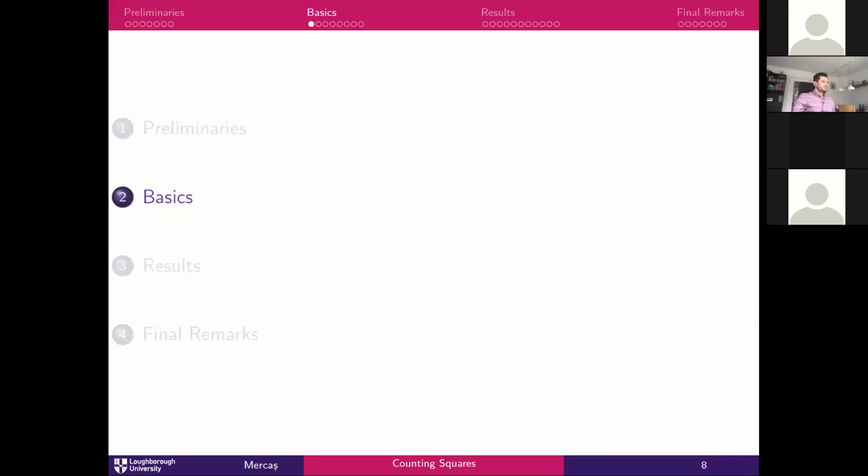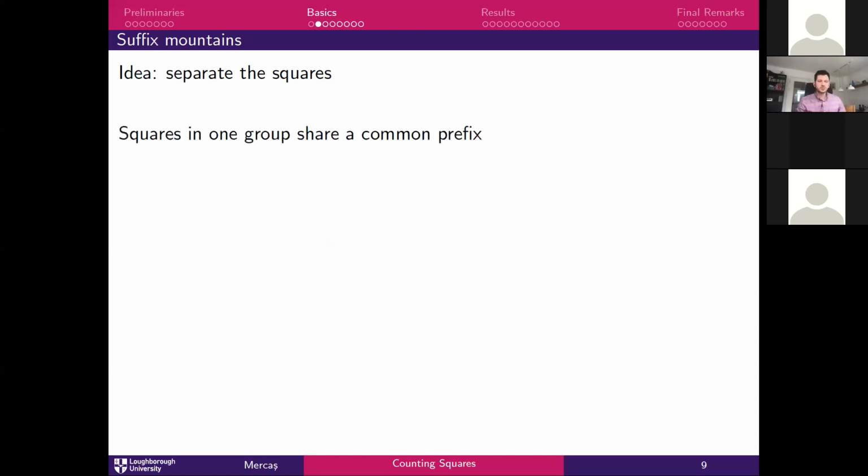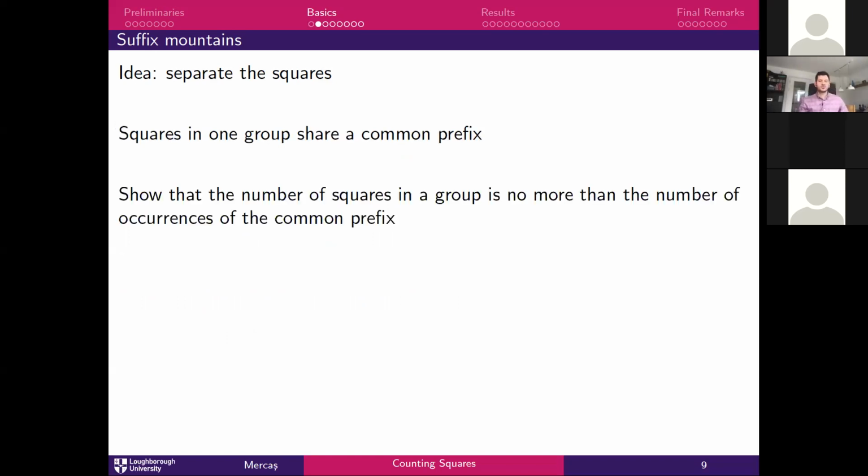Okay. So what did we do? Well, we said that in order to count the squares, what we will do is look at suffix mountains. So we will try to separate the squares into groups that share a common prefix. And then we will approach the problem and show that the number of squares in each group cannot be bigger than the number of occurrences of their common prefix.